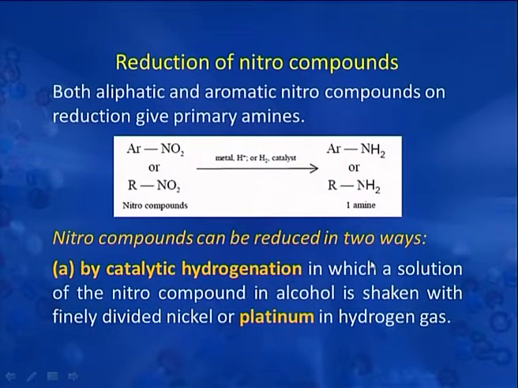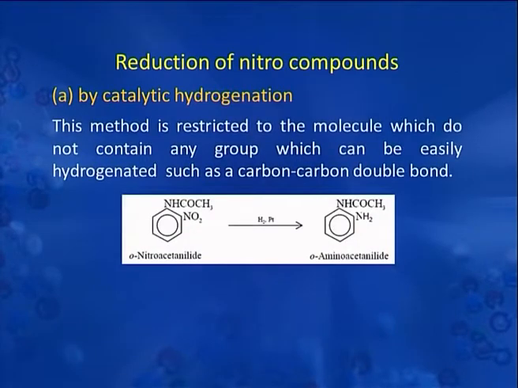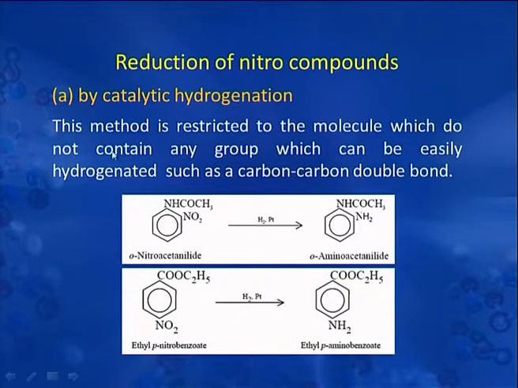One is by catalytic reduction, in which a solution of nitro compound in alcohol is shaken with finely divided nickel or platinum catalyst in hydrogen gas. This method is restricted to molecules which do not contain any group which can be easily hydrogenated, such as a carbon-carbon double bond. In this particular example, you can see that we have a nitro group which will be reduced to an amino group, and we have a carbonyl group also.